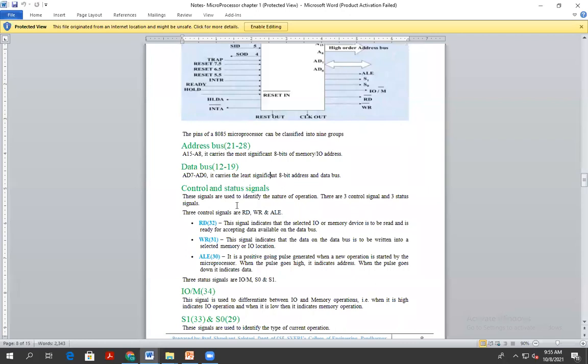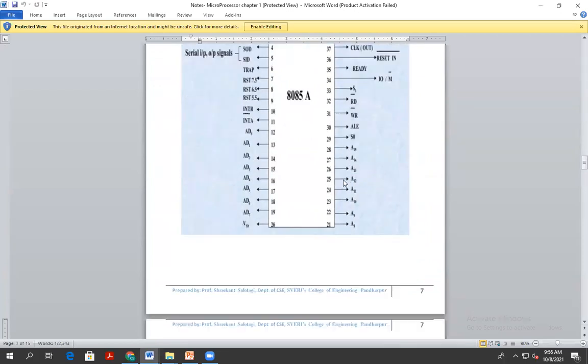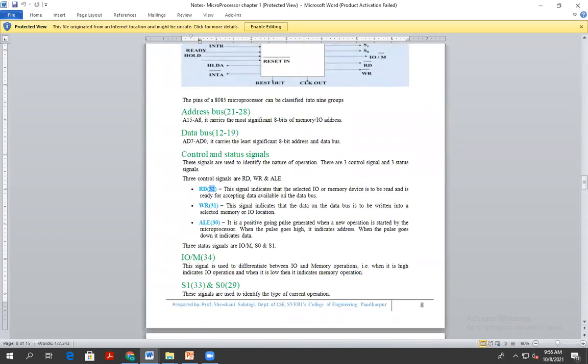In the control bus, we use it in 3 ways, because we are going to control only the read operation, only the write operation, and the ALE option also. For read, go to the pin configuration, that is pin 32. Pin 32 is for RD, read. This signal indicates that the selected input output or memory device is to be read and is ready for accepting data available on the data bus.